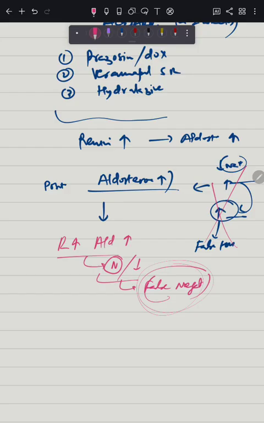So in a nutshell, if a patient has been on a low salt diet for the last couple of days and you now want to do ARR to confirm primary aldosteronism, you might miss primary hyperaldosteronism because of this reason.